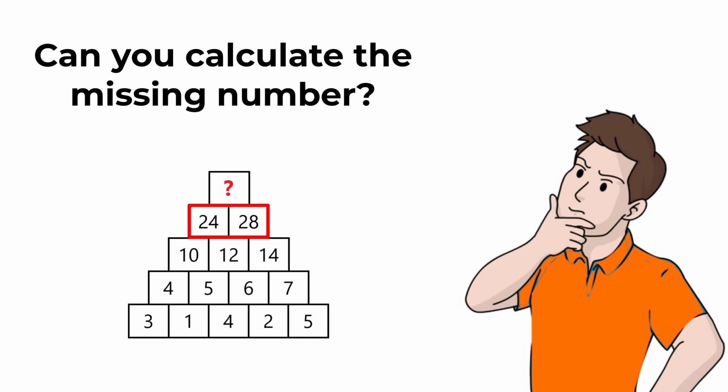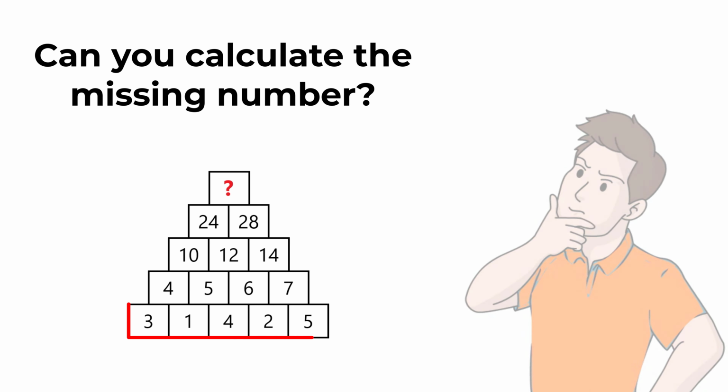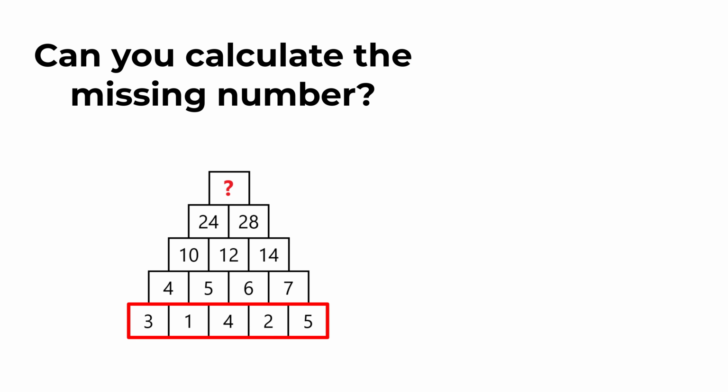The next layer contains numbers 24 and 28. The layer below this contains numbers 10, 12, and 14. The next layer has 4, 5, 6, and 7. And the last layer has numbers 3, 1, 4, 2, and 5.